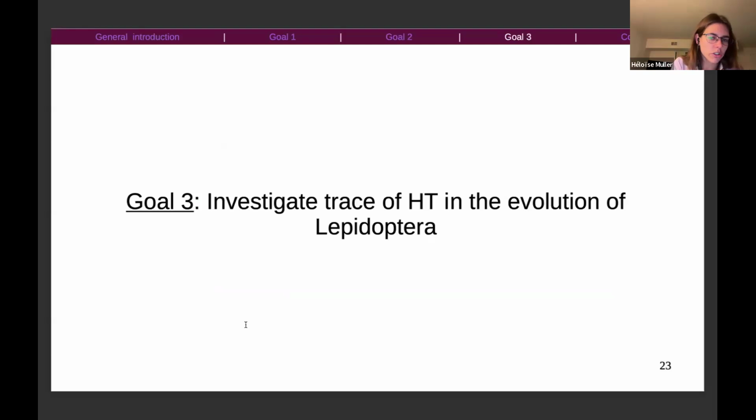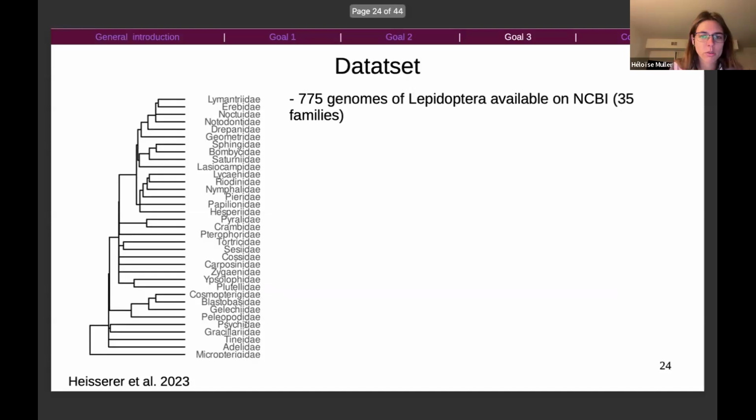Yet, at the scale of evolution, even a very rare event can take place many times. So in this last goal, I investigated whether we could find any trace of horizontal transfer in the evolution of Lepidoptera. To answer this question, we stopped working on just a single wasp species and a single Lepidoptera species. Instead, we worked with all the genomes of Lepidoptera available on NCBI. So the start of the study, there were 775 genomes, which represents 35 families of Lepidoptera.